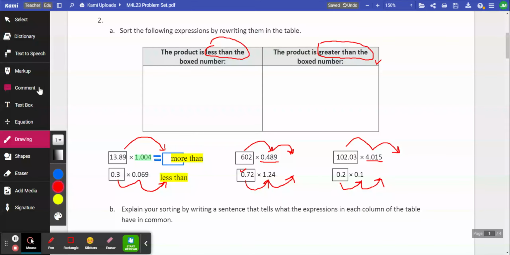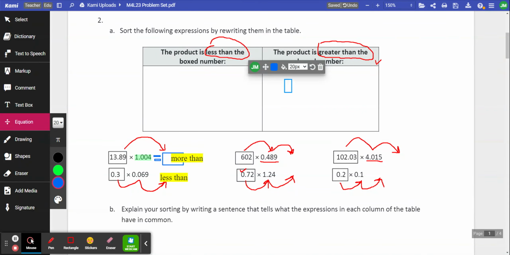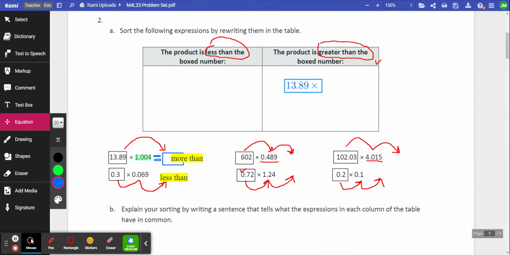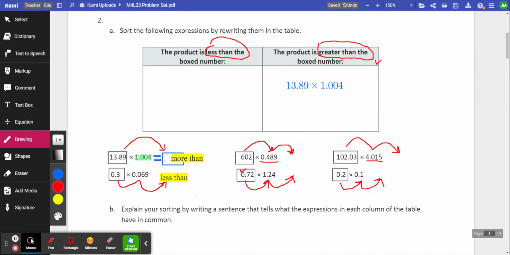So now we can type the problems in the correct box. 13.89 is going to end up in this box because the answer will be greater than 1. Let me see, does it say to type them? Rewrite them on the table. Yep. So that will be times 1.004. And I'm just going to draw arrows right now, just to make it easier. But make sure you type them inside.